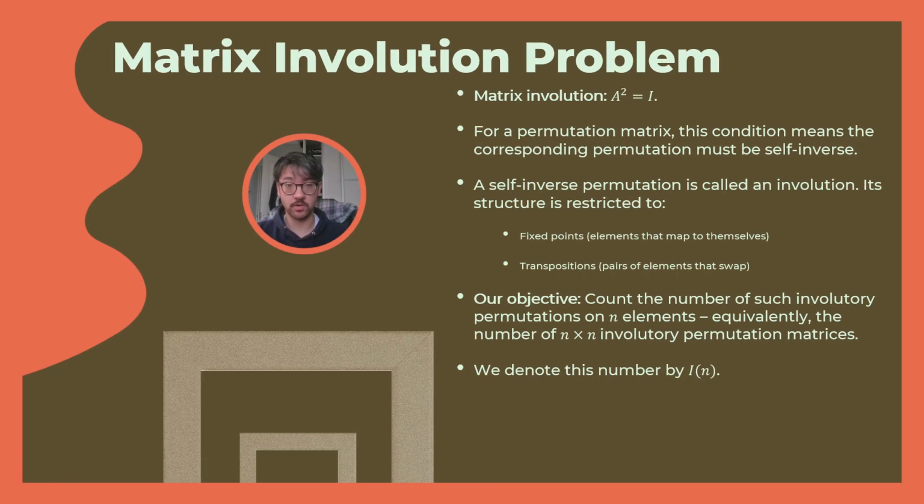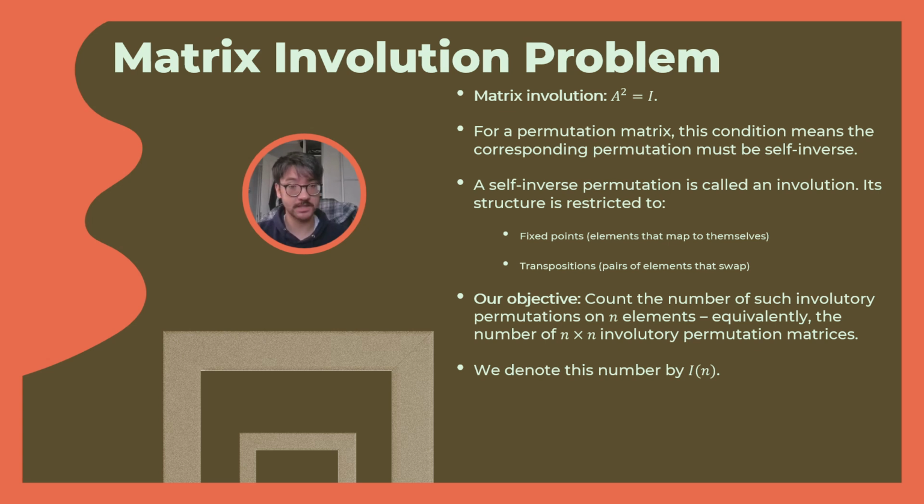We now arrive at the core problem, counting matrix involutions, specifically among permutation matrices. A matrix involution is defined as a matrix that is its own inverse, satisfying the condition A squared is equal to the identity matrix. For a permutation matrix, this condition translates to the corresponding permutation being its own inverse. Combinatorially, a permutation that is its own inverse is called an involution.